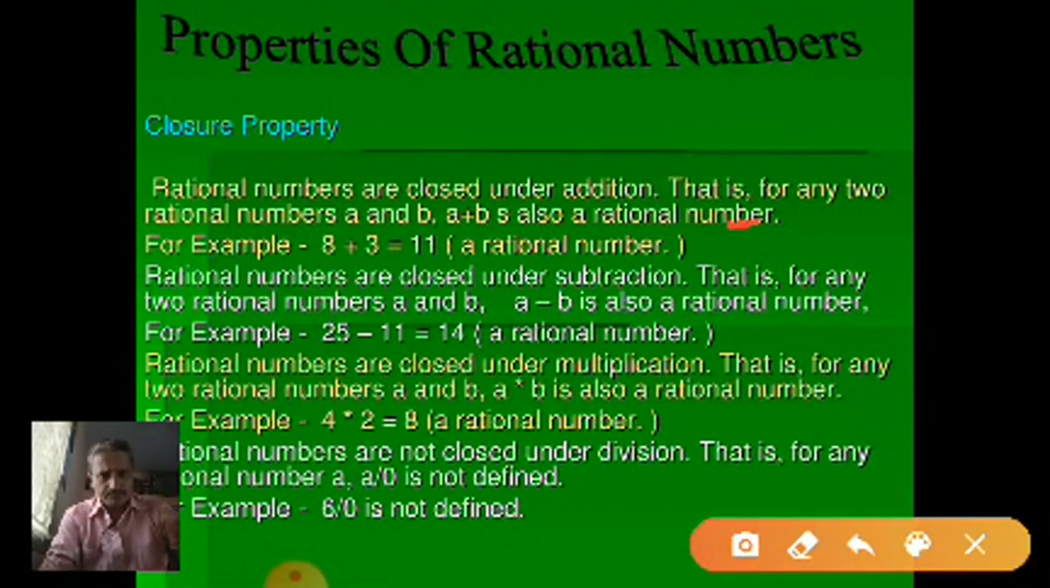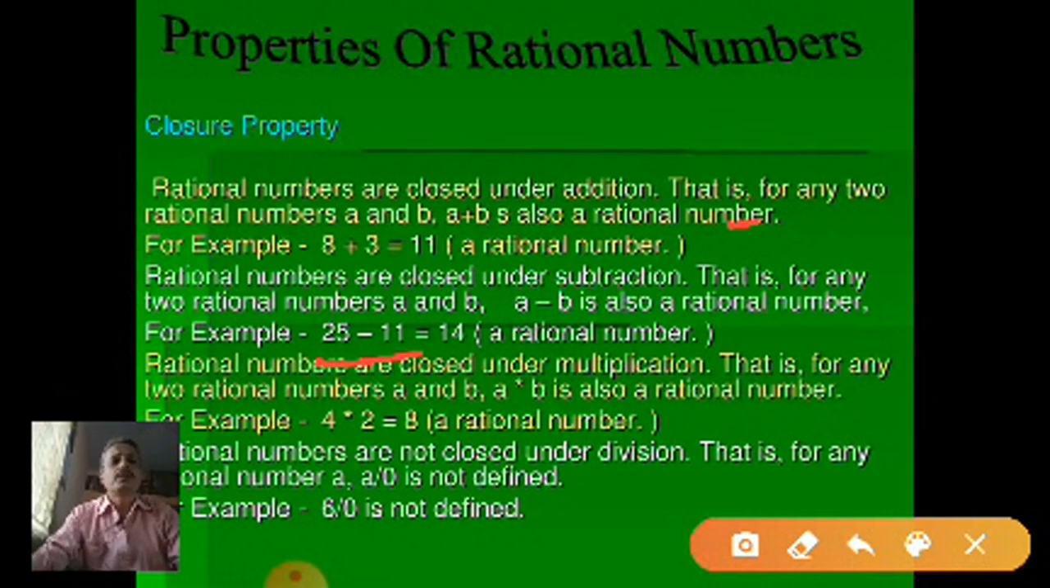Clear? Next, rational numbers are closed under subtraction. For example, 25 minus 11 will give the answer 14. 14 is also a rational number. So don't be confused, students. 14 is an integer, but integers lie under the rational numbers.